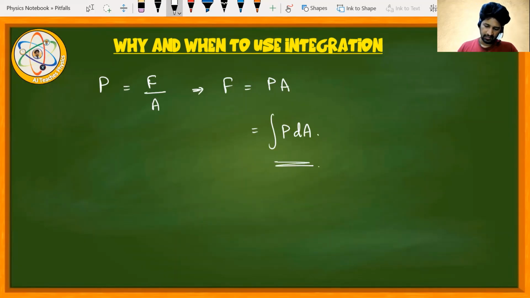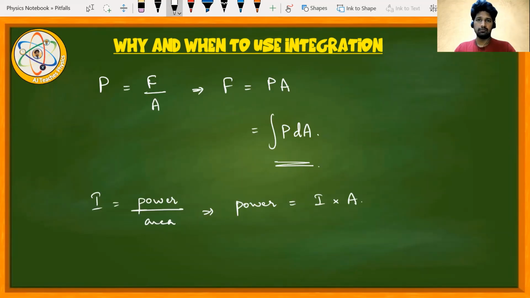Another example is intensity of radiation. Intensity of radiation is the power incident per unit area. So you can calculate power as intensity multiplied with the area. Now, if the intensity is uniform over the entire area, you can use this formula as it is. But if intensity varies from point to point over that surface, then you'll have to convert it to an integral and write it as integral I dA. So this is how you make use of integration.